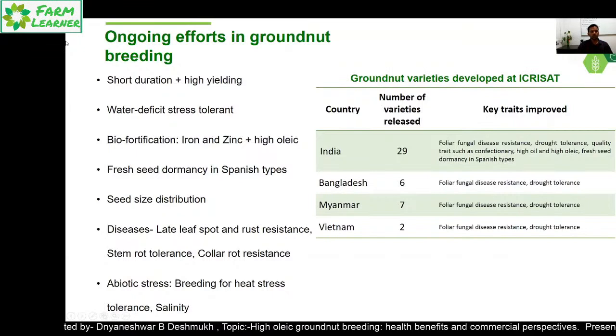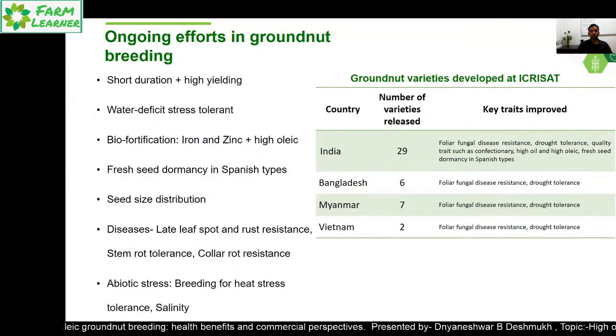the Indian continent because late leaf spot and rust are the main constraints of groundnut. So we'll be focusing on developing varieties resistant to late leaf spot and rust, and we'll also focus on stem rot and collar rot resistance. Among abiotic stress, heat stress, salinity, and then drought is also one of the focus.